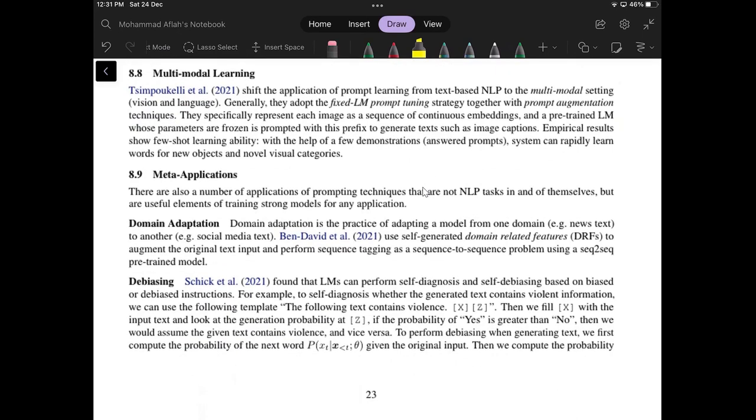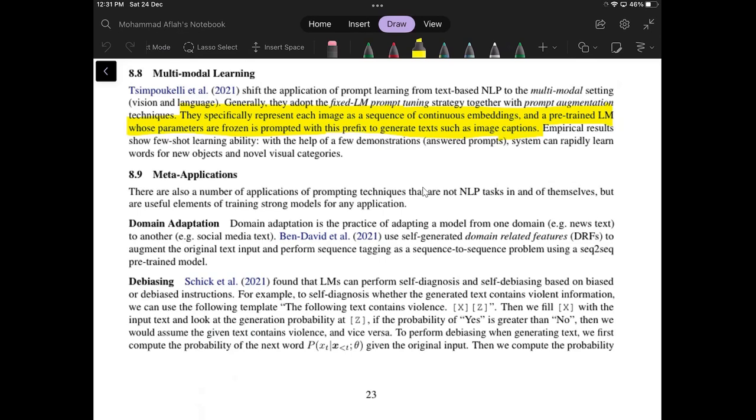For multimodal learning, Tsimpoukelli et al. shift the application of prompt learning from text-based NLP to a multimodal setting. They represent each image as a sequence of continuous embeddings, and a pre-trained language model whose parameters are frozen is prompted with the prefix to generate text for the image caption. Empirical results show few-shot learning ability with the help of a few demonstrations. Systems can rapidly learn words for new objects and novel visual categories. So this is now extending your models to more embedding spaces.